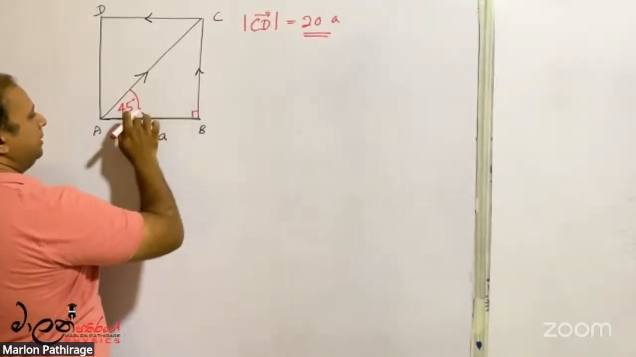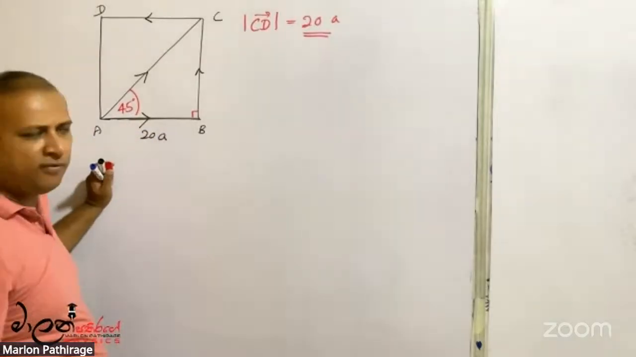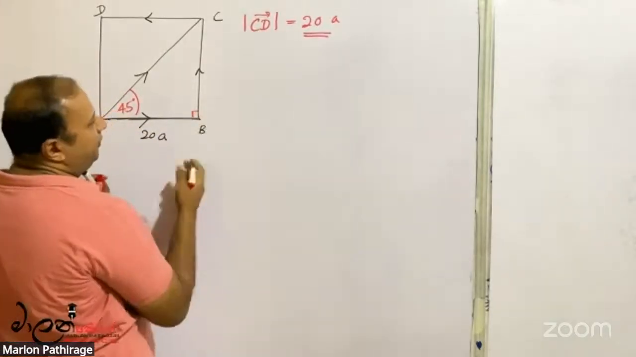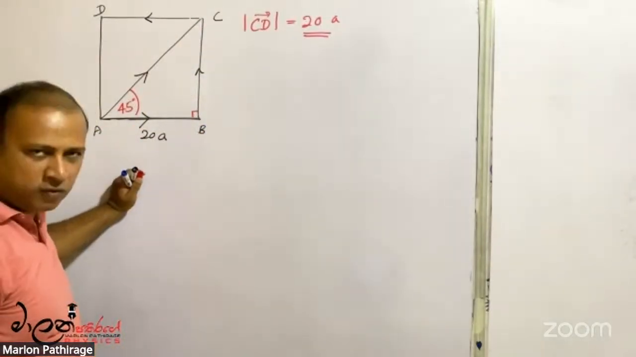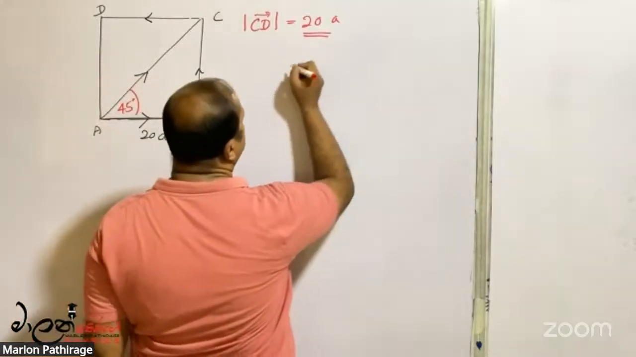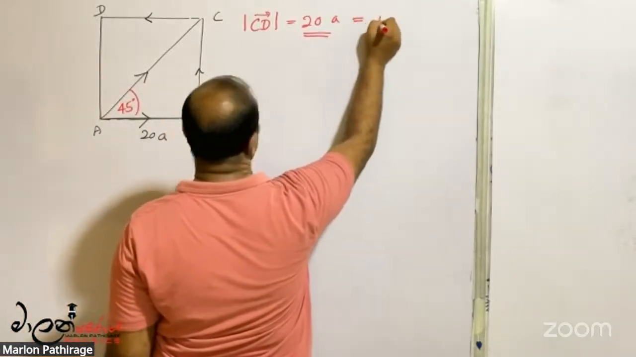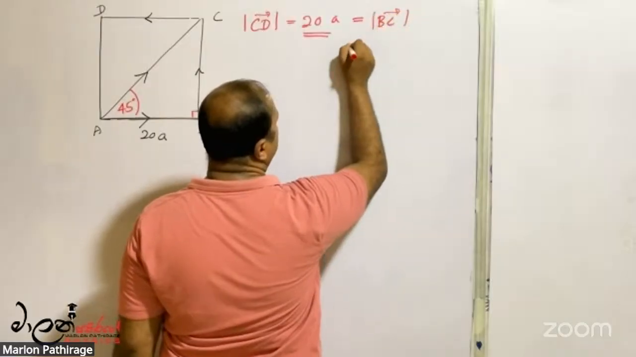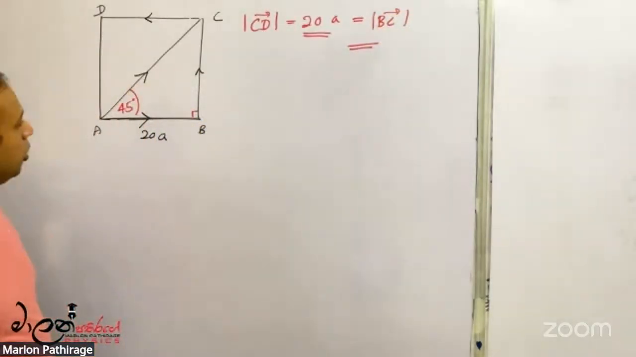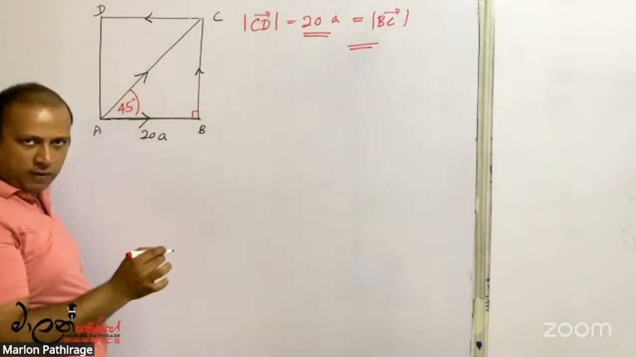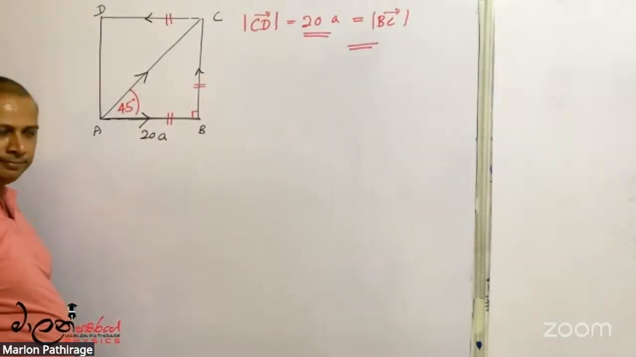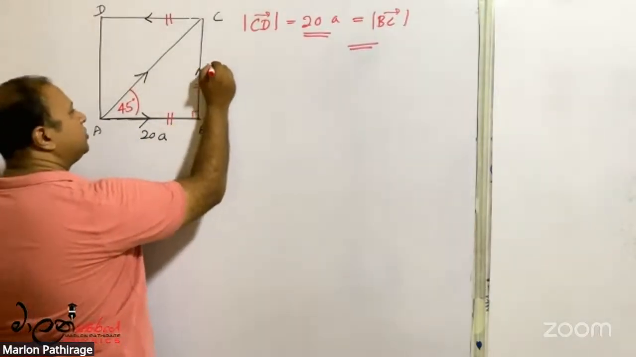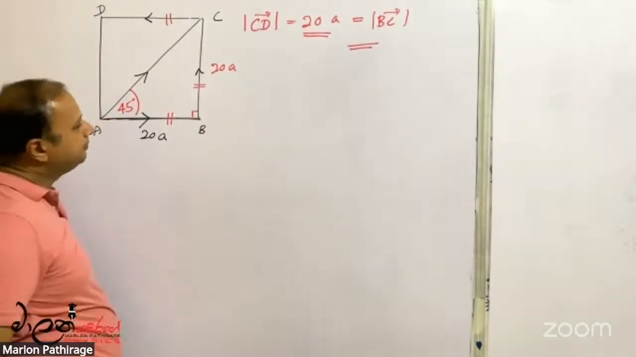No need for tan 45. BC also equals AB. This is a square, so the magnitude of BC vector is also equal, because as this is a square, all the lengths are equal. This one is 28, this one also is 28. Therefore all are equal.